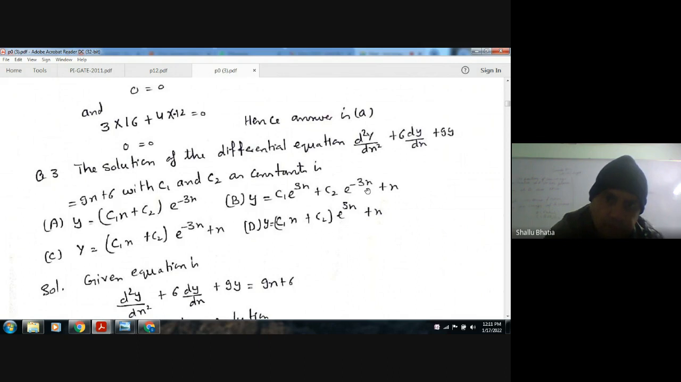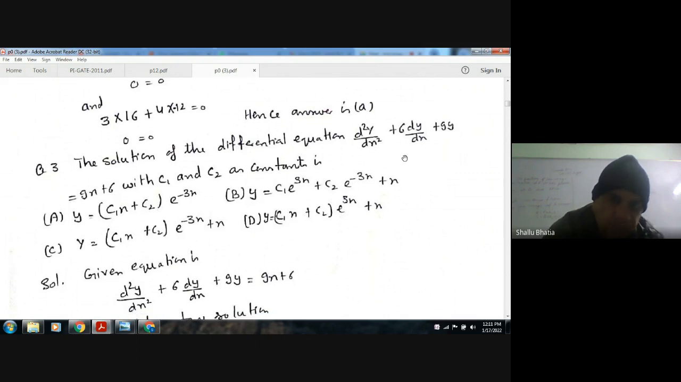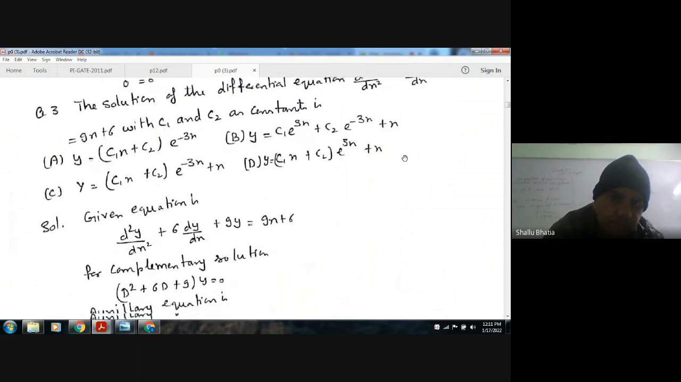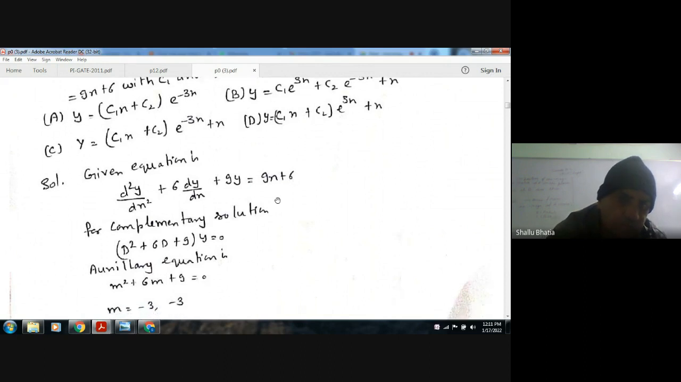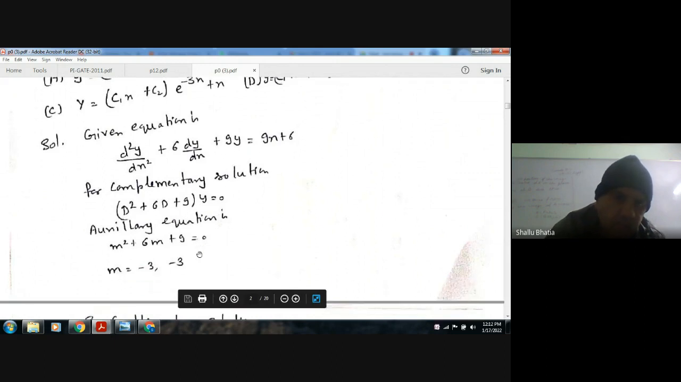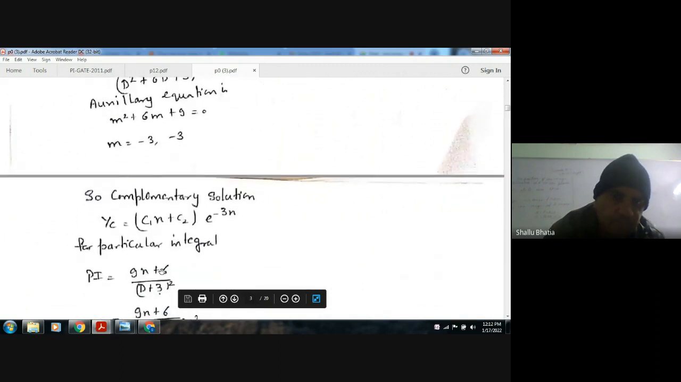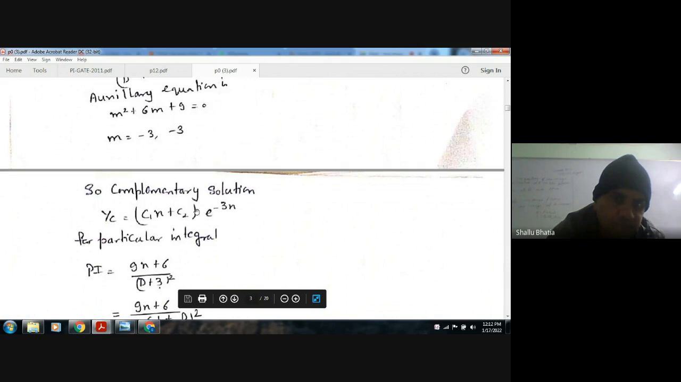So the differential equation is this, and here the right side is not zero, so we will have the complementary function as well as the particular integral. To find the complementary function, put d square y by dx square as D square and dy by dx as D, so it will be D square plus 6D plus 9 into y. Or D is replaced by m, so m is minus 3 and minus 3.